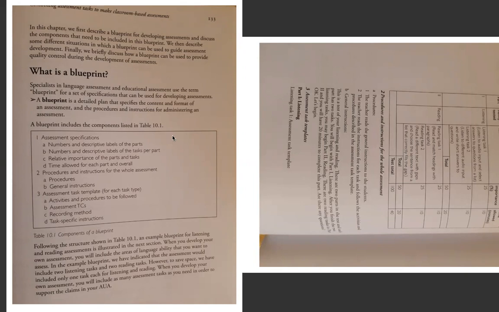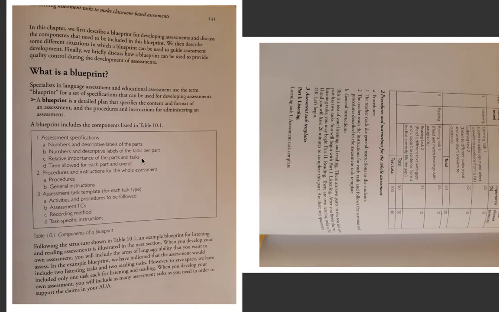Yeah, so as number 1, we have assessment specifications. Okay, and this includes these 4 items here. Numbers and descriptive labels of the parts. Numbers and descriptive labels of the tasks per part. Relative importance of the parts and tasks. And time allowed for each part and overall, for the whole test. Number 2 is procedures and instructions for the whole assessment. This has 2 parts, procedures and general instructions.